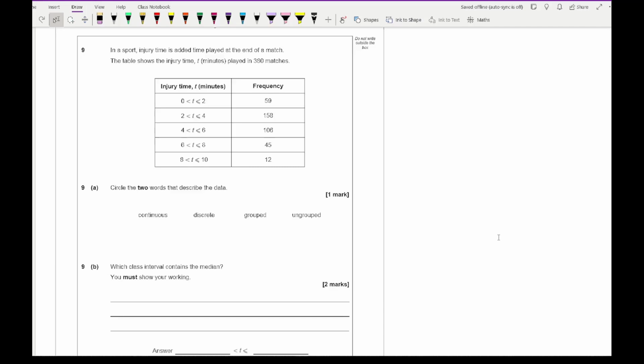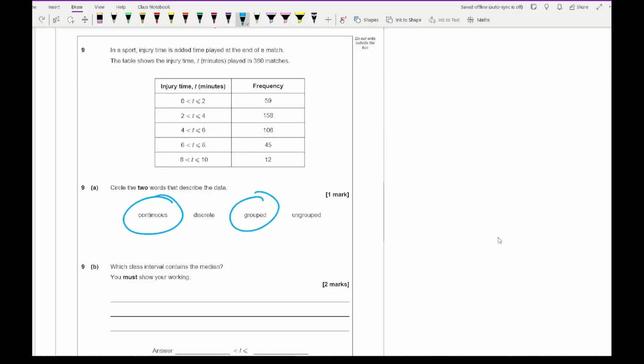So question 9a says circle the 2 words that describe this data. Now because we're dealing with time, if I just go through what each of these words are, continuous are numbers that are any numbers within a given range. Discrete is that numbers can only be certain numbers within a given range. Obviously then we've got grouped data and ungrouped data. Now the 2 options you should go for are continuous and grouped.